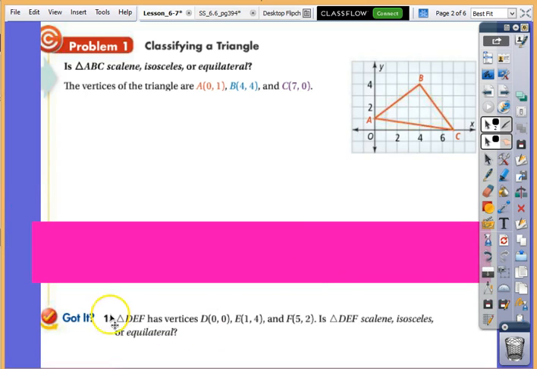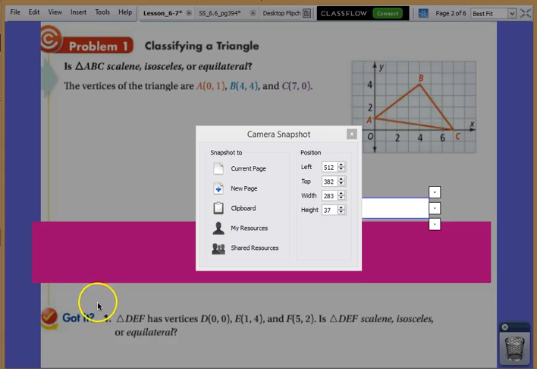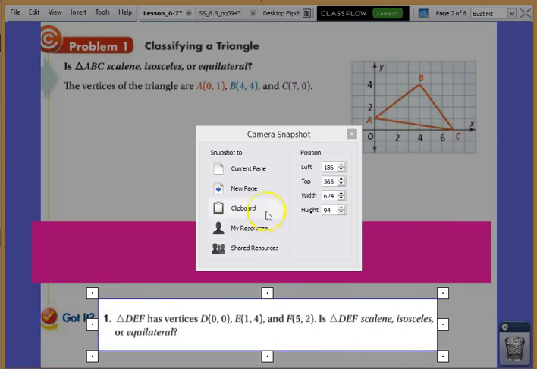Now you do one. Make it a little bit bigger and easier to read.